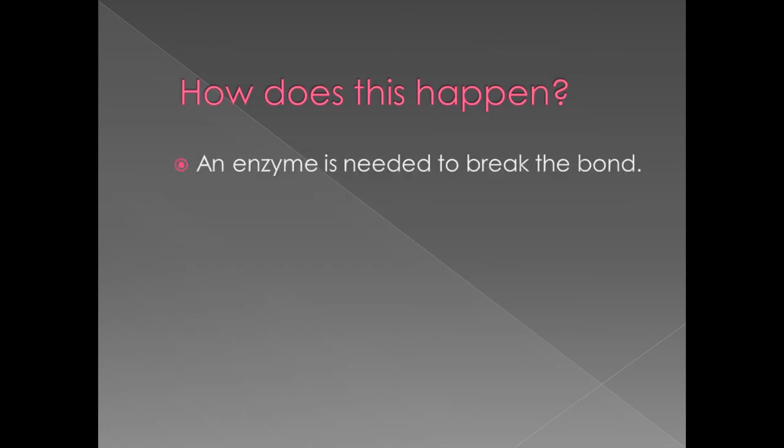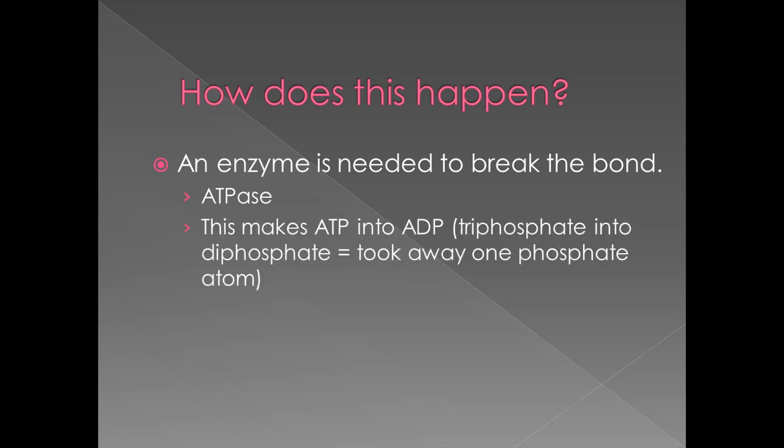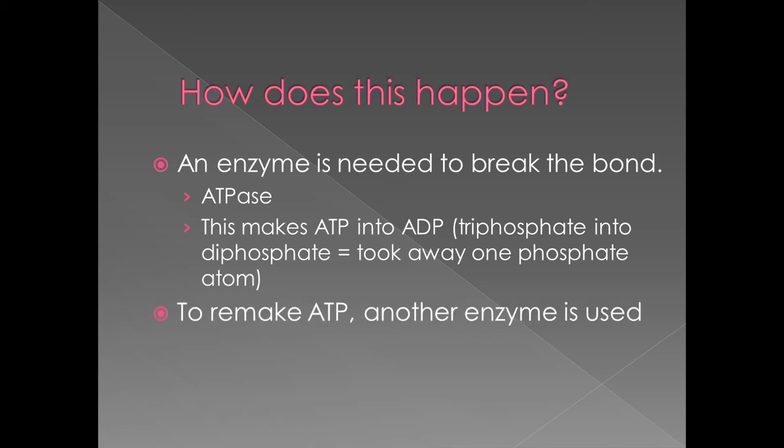So how does this happen? First, you need an enzyme to break the bond. That enzyme is called ATPase. This enzyme makes ATP into ADP. It turns the triphosphate into a diphosphate, which means it took away one phosphate atom. To remake ATP, another enzyme is used. This is called ATP synthetase.